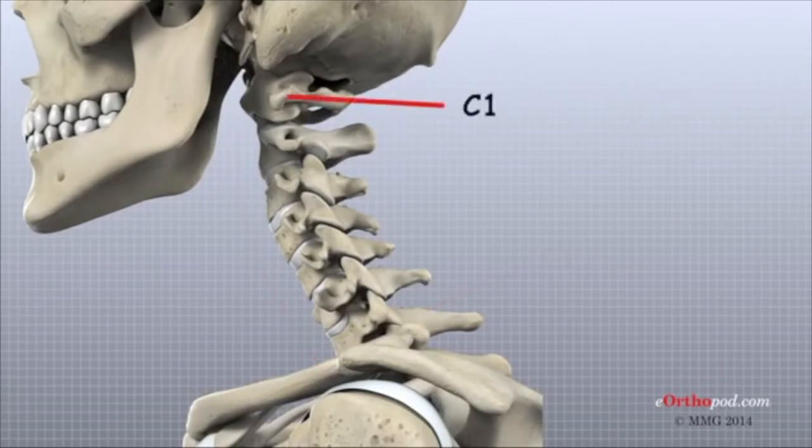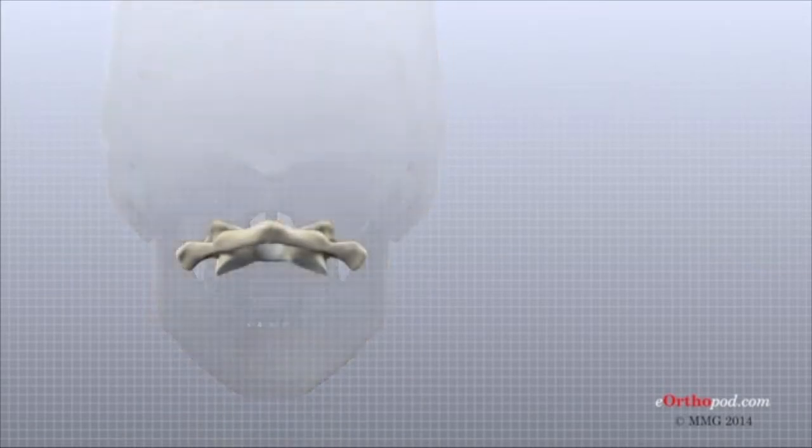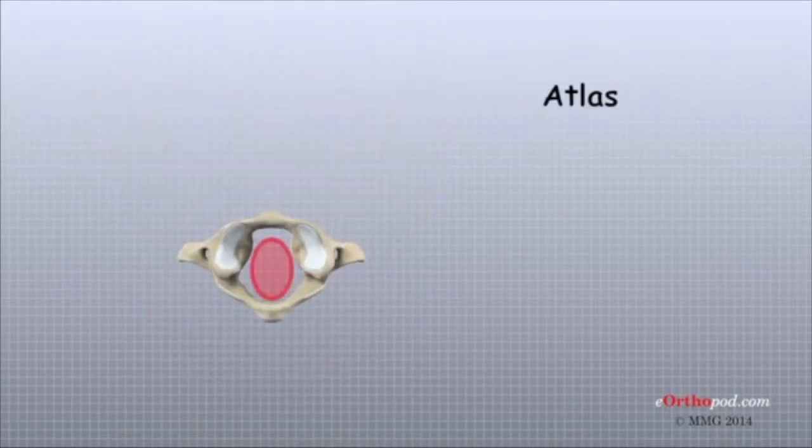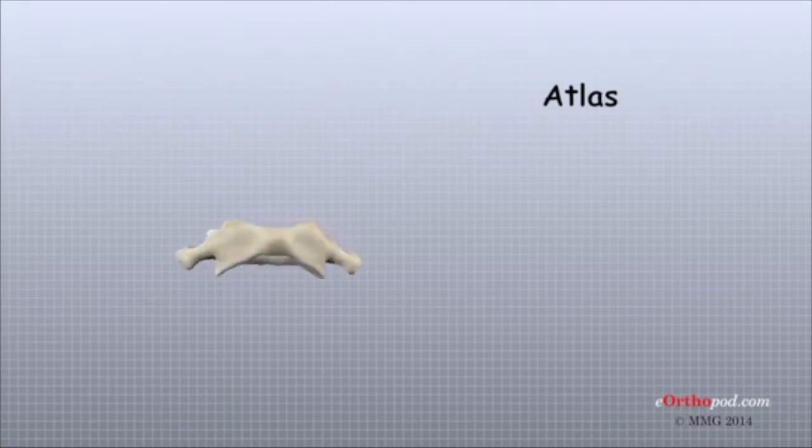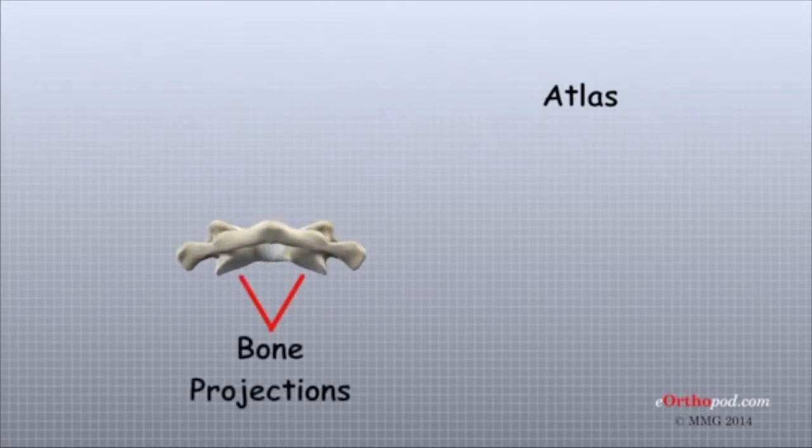The base of the skull sits on top of C1, also called the atlas. 2 thick bony arches form a large hole through the center of the atlas. This opening is large because the spinal cord is wider where it first exits the brain and skull. The atlas has 2 relatively large bony projections on each side.